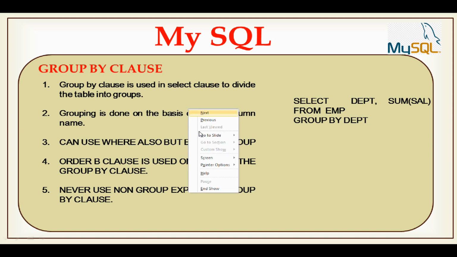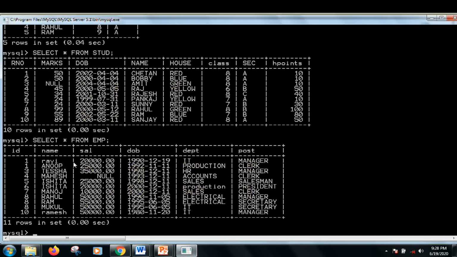Let us consider a table employee. In this table, suppose I want to find out the number of employees in each department, so I can find out using the grouping of these records. I will group the records department wise, and then apply the count function to count the number of employees in each. For this I have to use the group by clause.